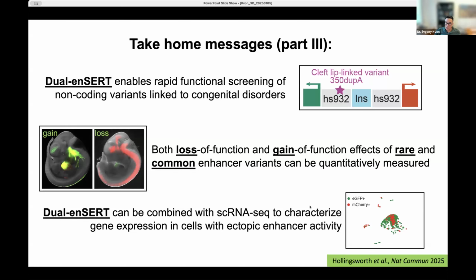And so, our hope here is that it will be useful for human geneticists when they identify those thousands of variants and then prioritize them with MPRA. And then this could be an orthogonal approach to test non-coding variants in vivo, which could be especially powerful for congenital abnormalities that happen during development.